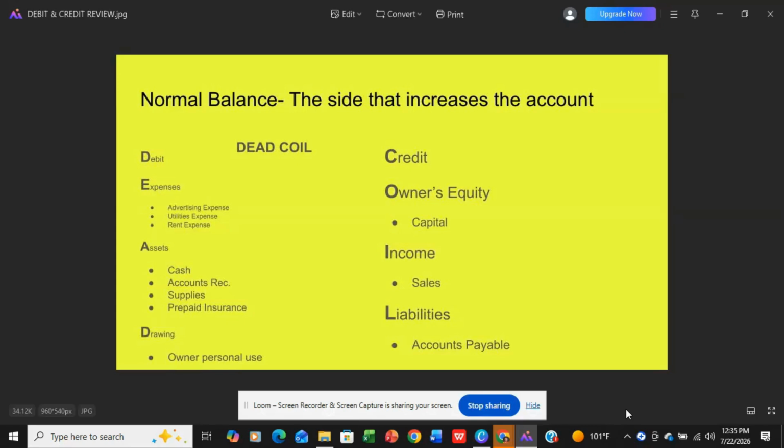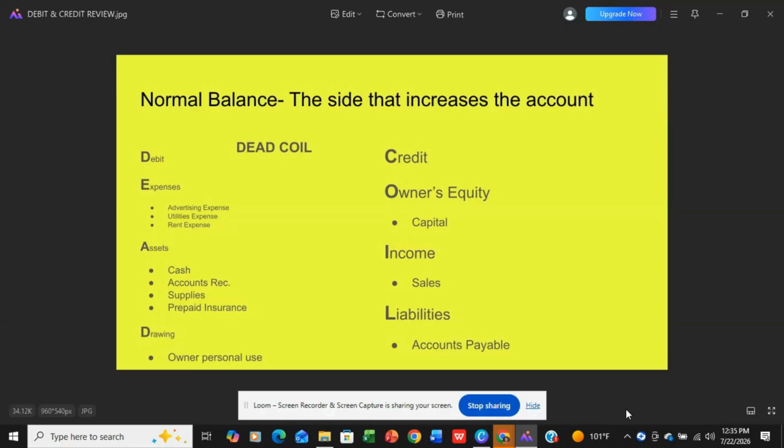Now, let's look at the credit side. Again, these are the accounts you would credit to increase them. These are their normal balances, the credits. So owner's equity, capital is an example. Income, which would be sales, that increases. And then liabilities, accounts payable. And again, if you need to decrease any of these accounts, then you would do the opposite, which would be to debit these accounts.